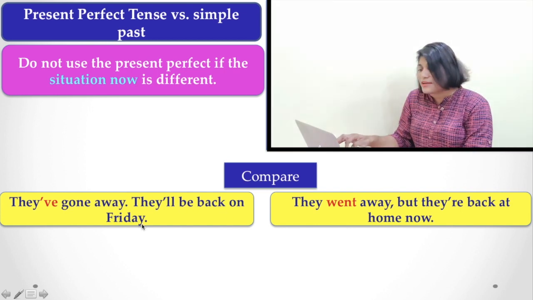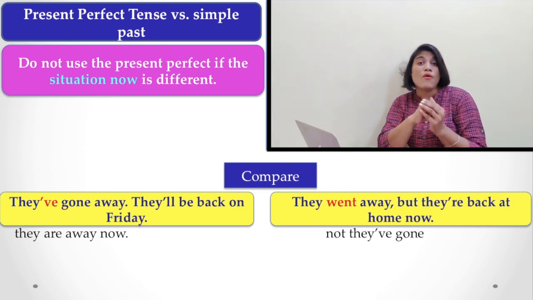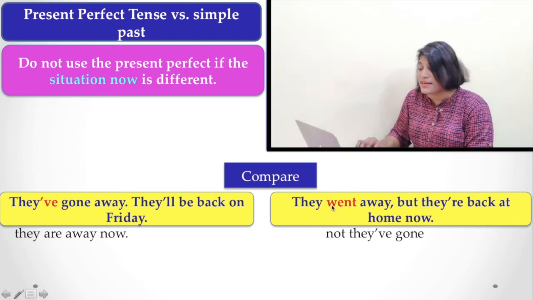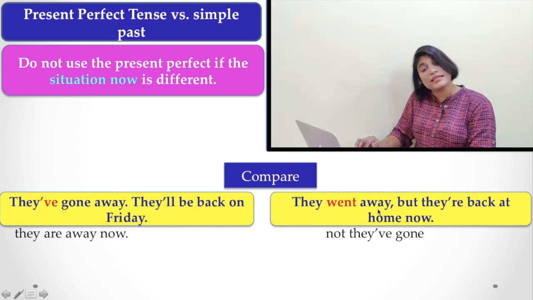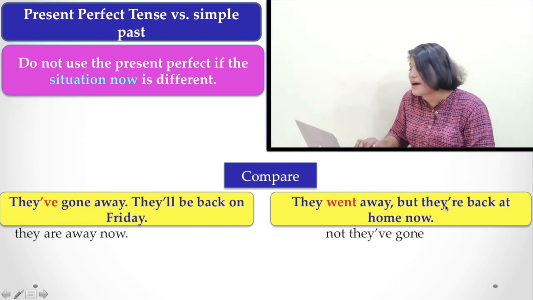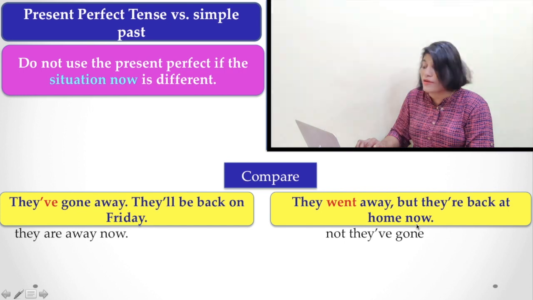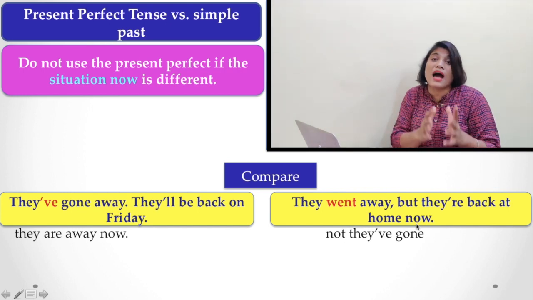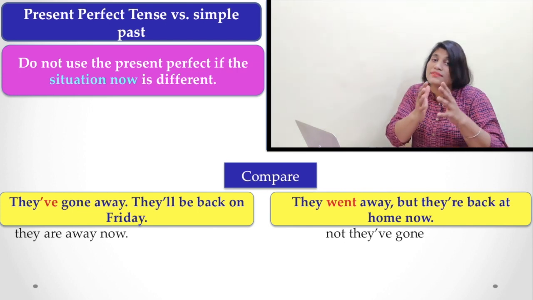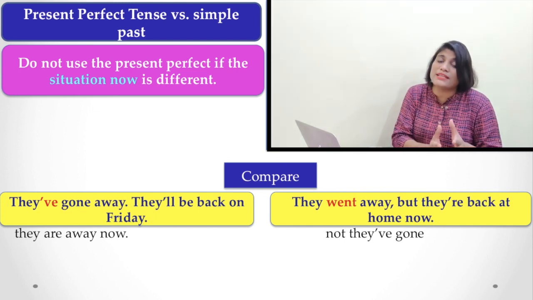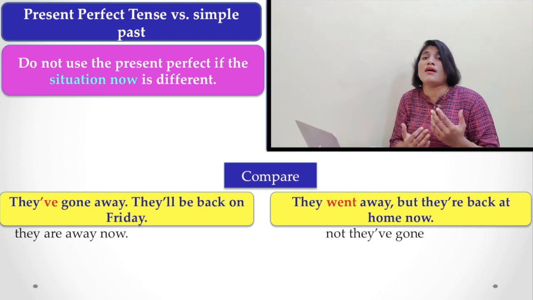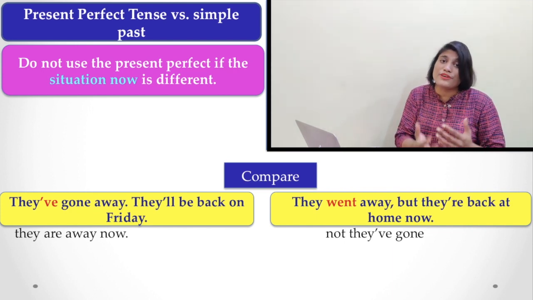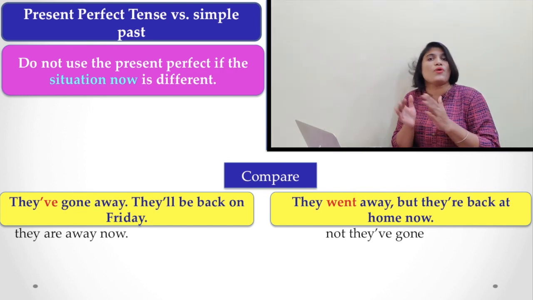That means that person, they are now not at home, they are gone away. But with a similar sense, if we say that they went away, but they are back at home now. Here, in both of these sentences, you find the noun is different. Now, in the first part, I have used the simple present perfect tense. There, the situation now is that they are not at home.